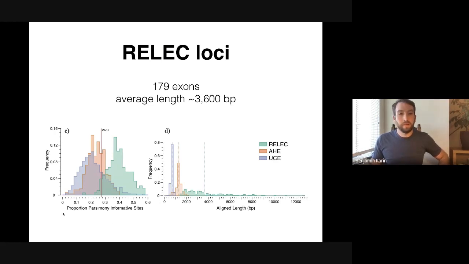And then here on the left we have the proportion of parsimony informative sites within each of those loci. Parsimony informative sites are the sites actually useful for phylogenetic analyses. They have the phylogenetic signal you need. And you can see per unit length, RELIC loci have much, much more phylogenetic signal. Here's RAG1 for a reference. Most anchored and UCE loci have fewer than RAG1 per unit length.